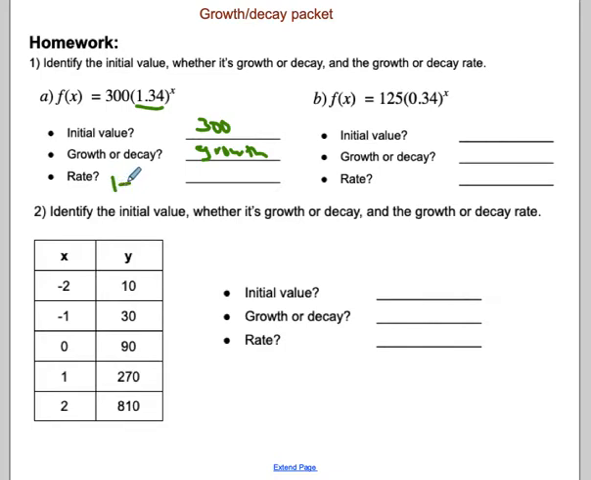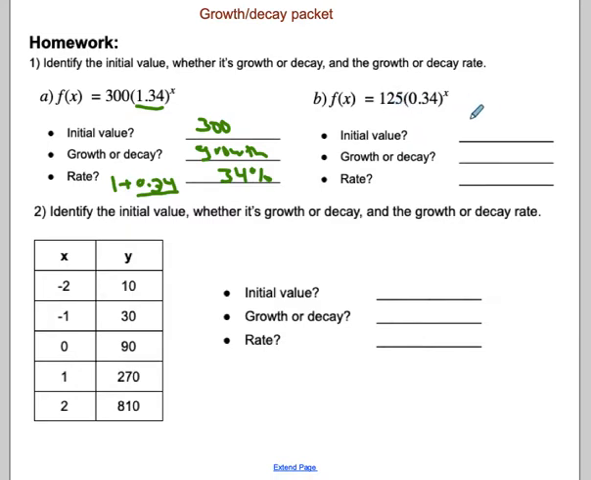So in this case, I can get to 1.34 if I take 1 and add 0.34 to it. So my percentage growth rate is 34%. Again, it's this extra bit here that we want to convert into a percentage. So 0.34 is 34%.